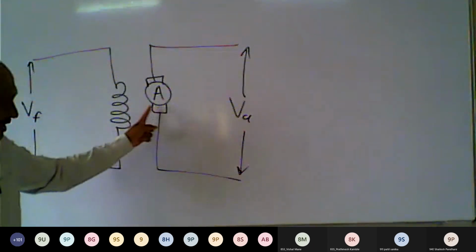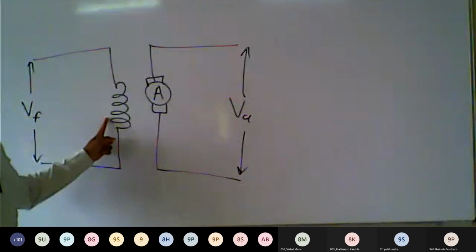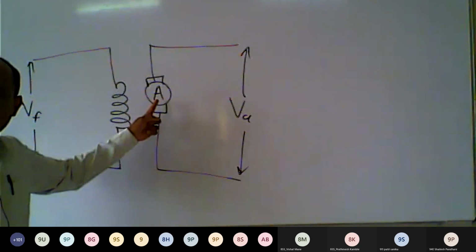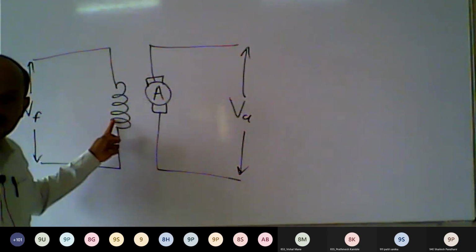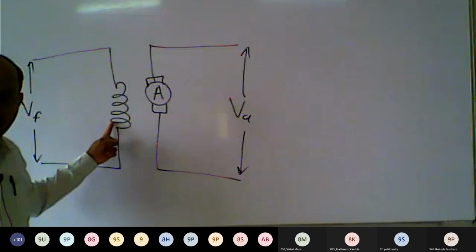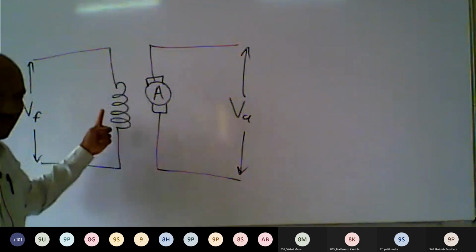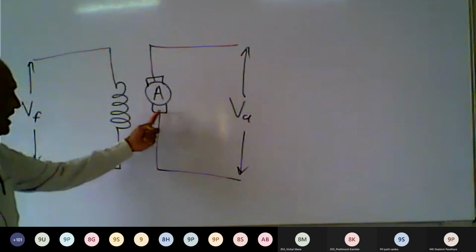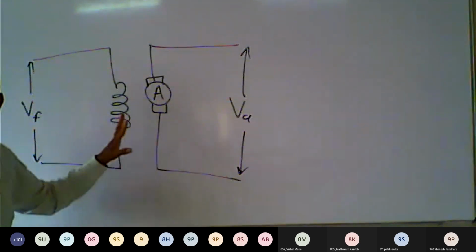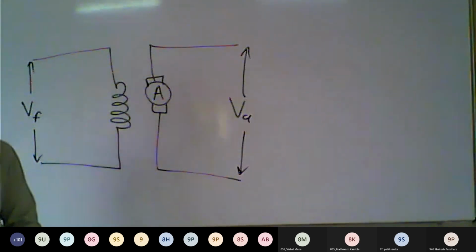This is the armature of the motor and this is the field winding of the motor. The armature of the motor is nothing but the rotor of the motor, and the field winding is nothing but the stator. This is the rotor, this is the stator, or this is called the armature and this is called the field winding. So this is the symbol of a separately excited DC motor.